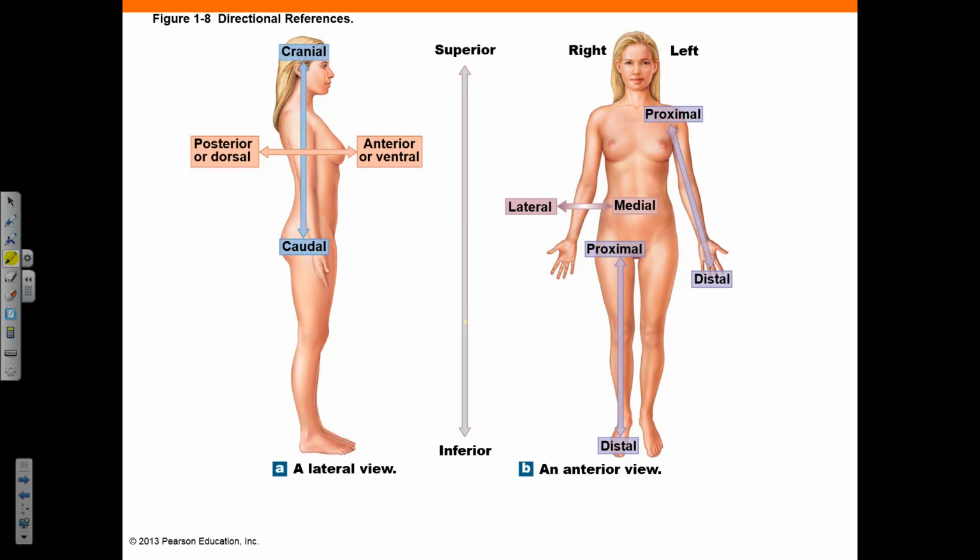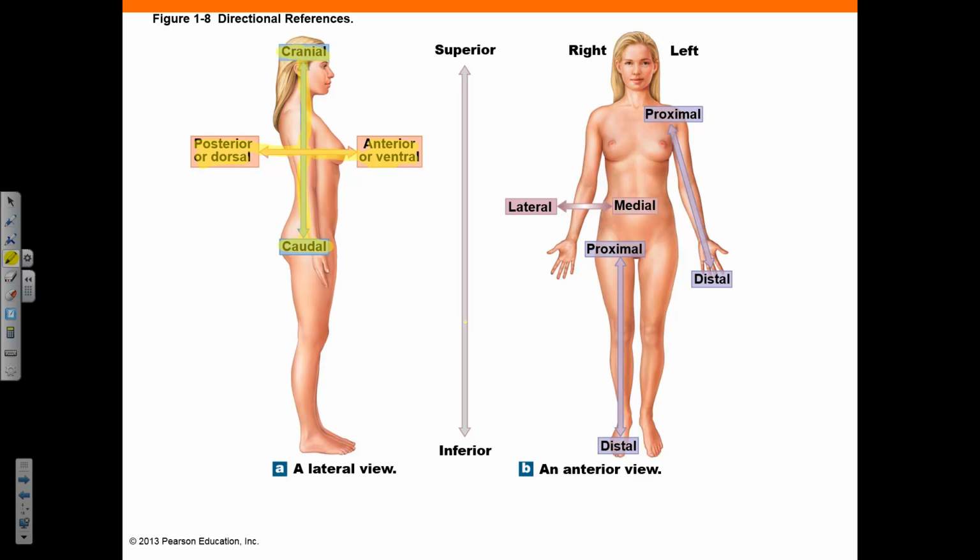Directional terms are also very important. The diagrams here demonstrate the different directional references that are often used when communicating about the human body. Anterior or ventral refers to the front or belly side. Posterior or dorsal refers to the back side. Cranial means towards the head. Caudal means towards the tail.